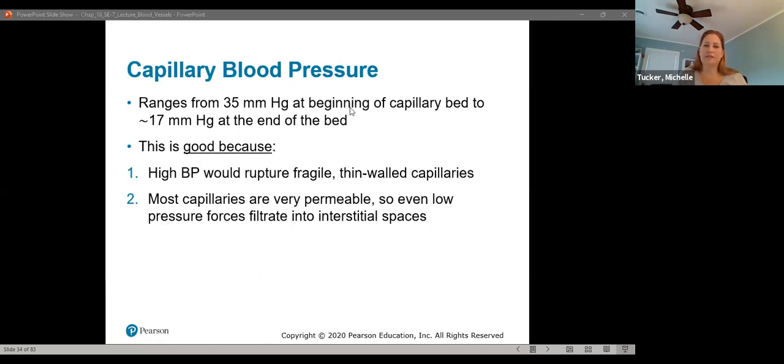Capillaries are a low pressure system, and this is good because they're very thin. They can easily be damaged.